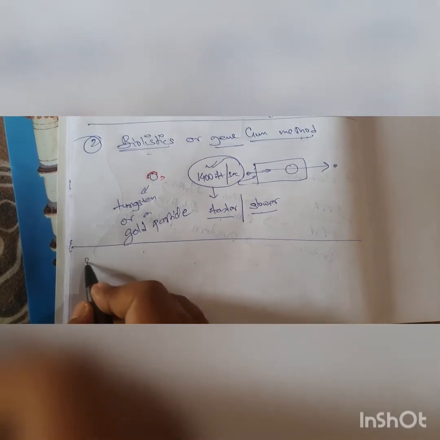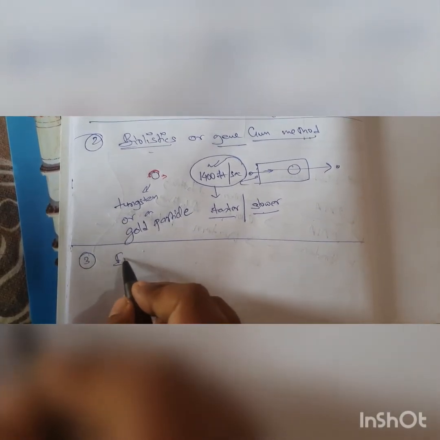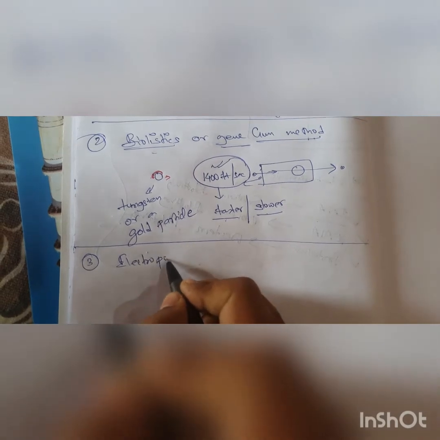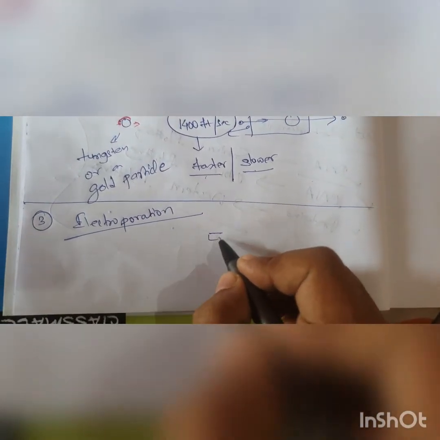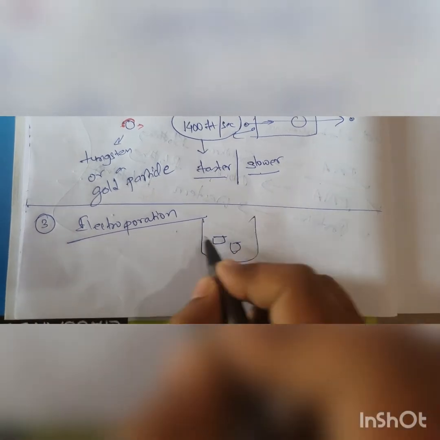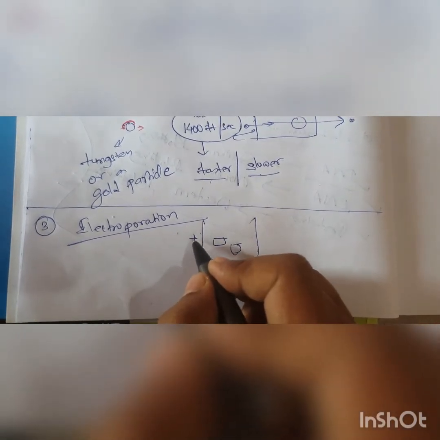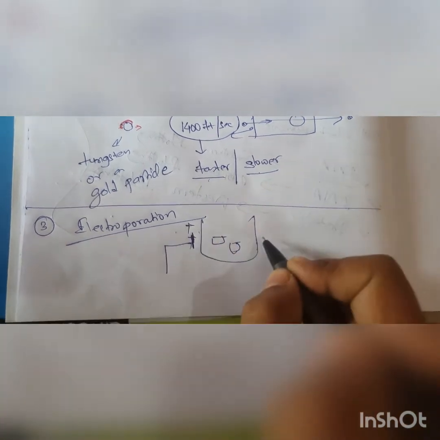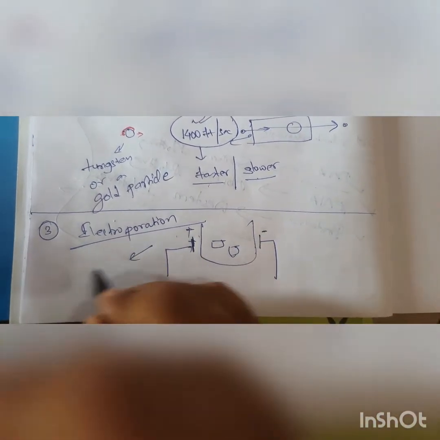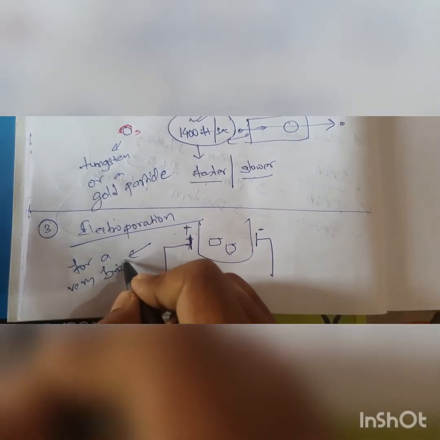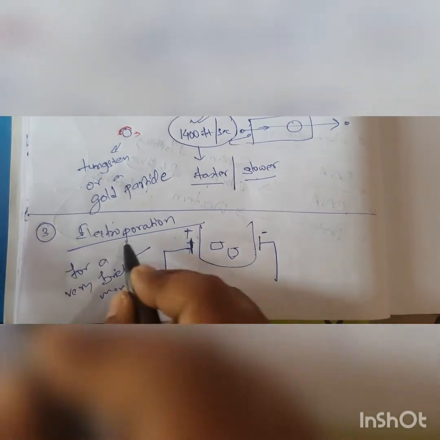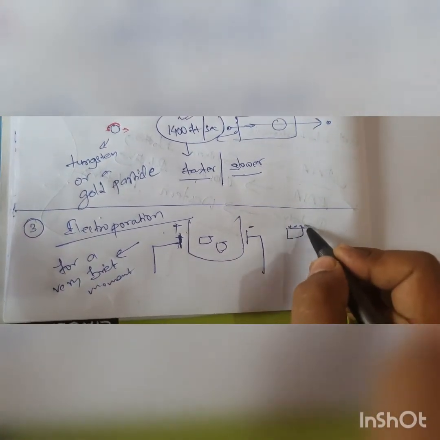Number 3 method is electroporation. In electroporation, what we do is we take the cell and we apply an electric field for a very brief moment. Due to the application of the electric field, pores are created in the cell. So that is also a method.